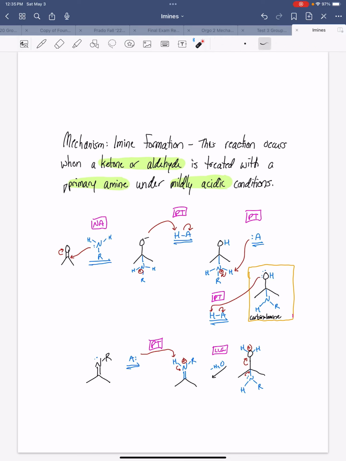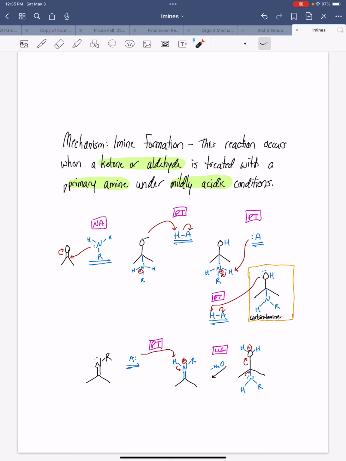Okay guys, let's talk about how to perform the imine mechanism. This mechanism is generally found in the chapters involving aldehydes and ketones. It involves a primary amine, which is either an NH3 group or an amine attached to just one R group. And then that reacts with the carbonyl of an aldehyde or ketone under acidic conditions.